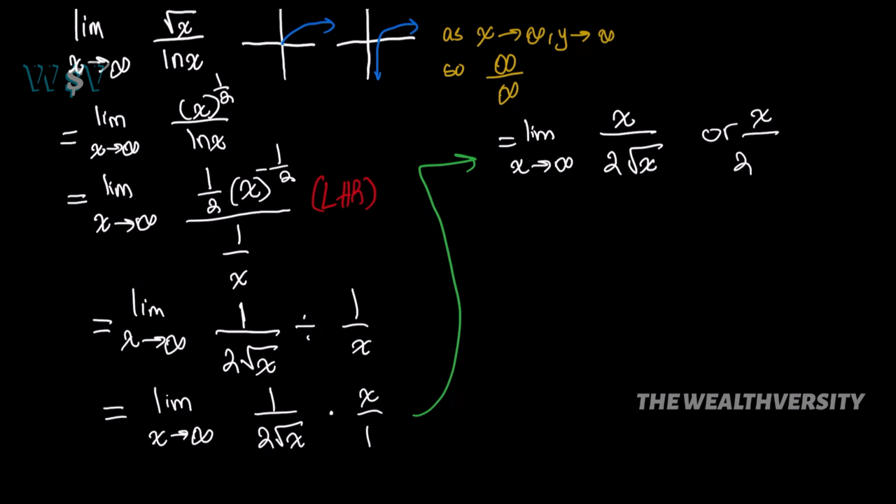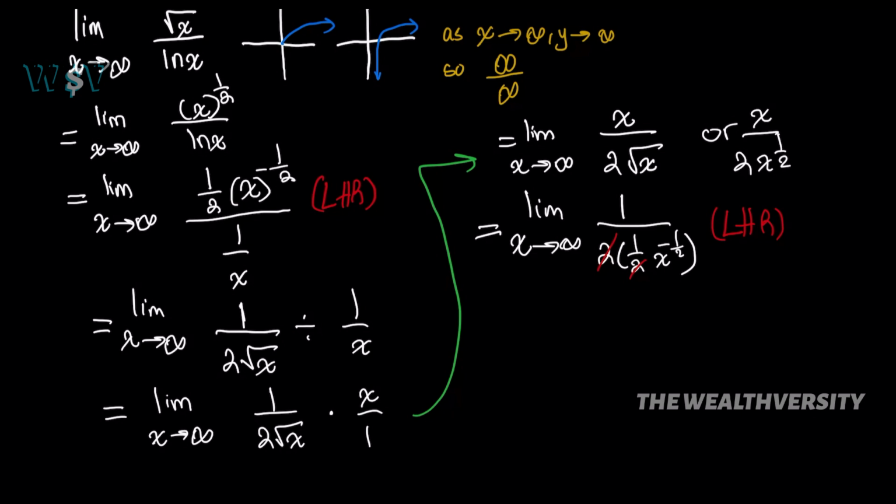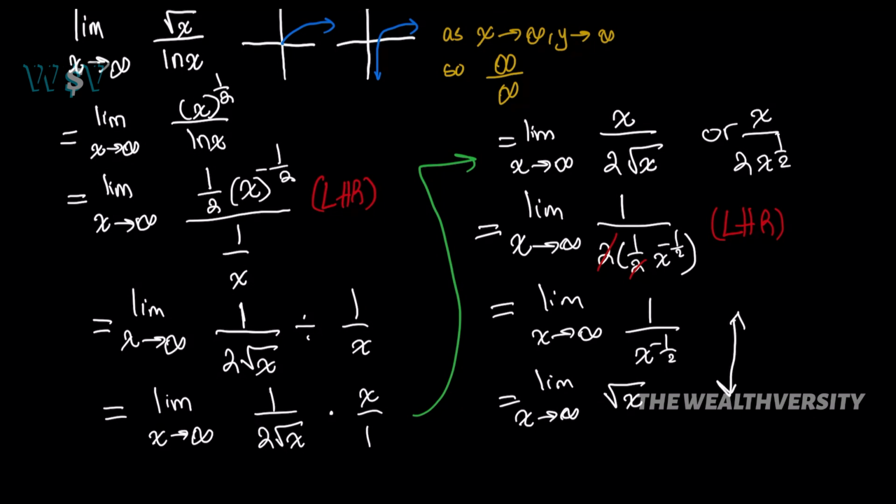Now we have to do L'Hopital's rule again, or we will still get an indeterminate form. We get 1 over x to the power of negative half, which when simplified is equal to the limit as x approaches infinity of the square root of x. Now we analyze the function and we see that as x approaches infinity, y approaches infinity, which means the limit does not exist and it just keeps going to infinity.